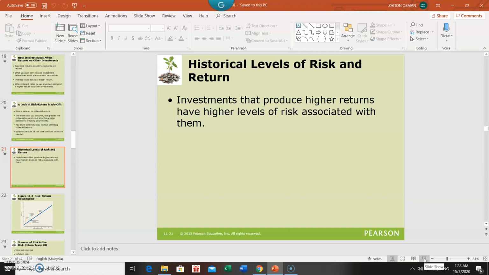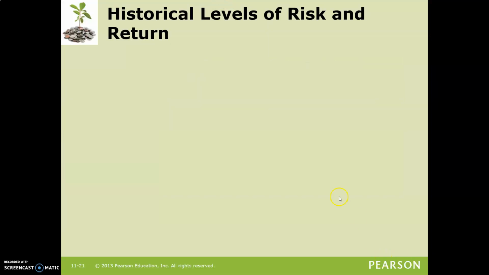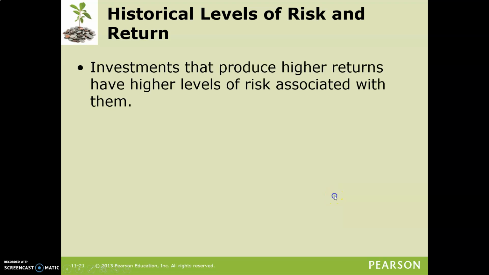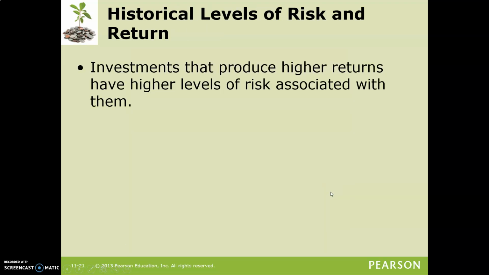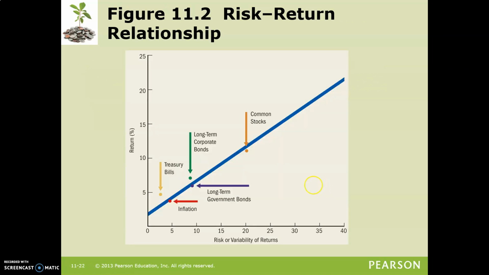Presentation slides. Okay, history, level of risk and return. As you can see here, investments that produce higher returns have a higher level of risk associated with them. From this figure of the risk-return relationship, you can see that common stocks usually have a higher return. At the same time, they also hold high risk, or variability of returns. So higher risk, higher return.